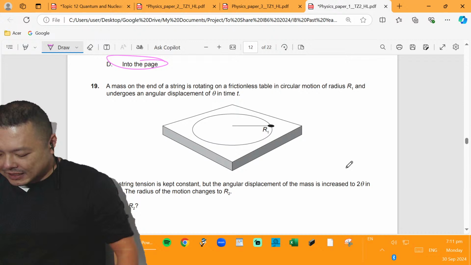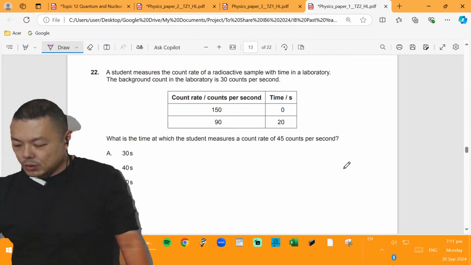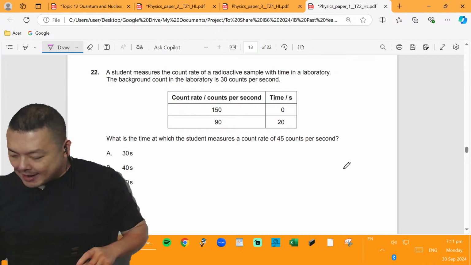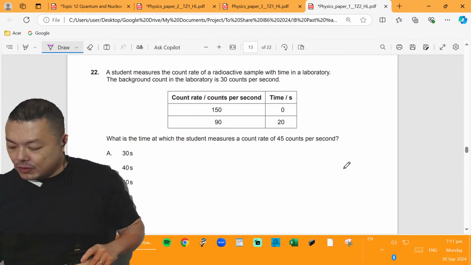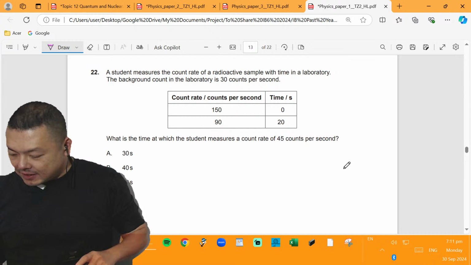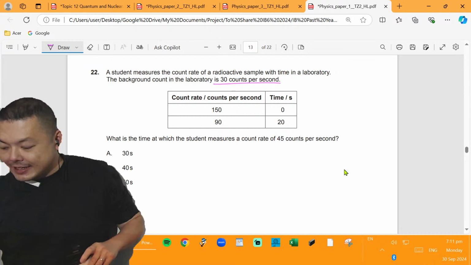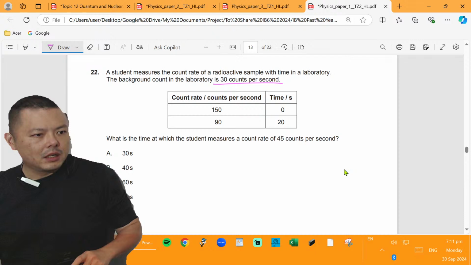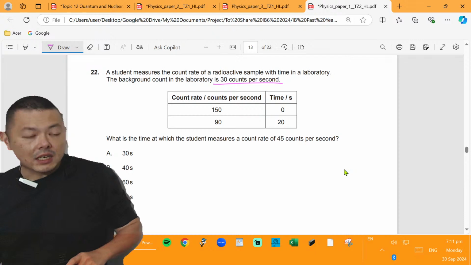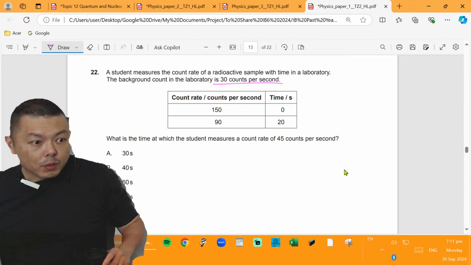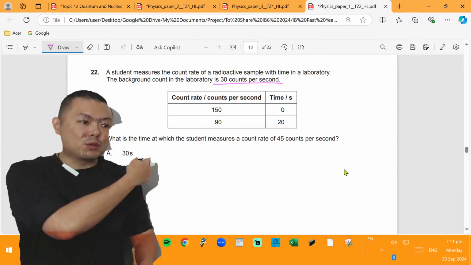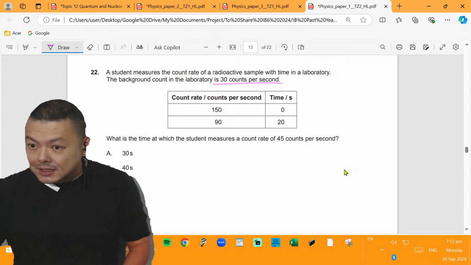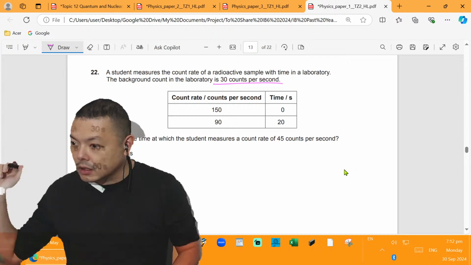19 or not? 22. What's this? Does the count rate 45, is it? It got background this one. Wow, tricky. Yeah, I didn't see it. Who asked for 22? I just went through this on Sunday. Never pay attention. Never watch it. Only Saturday, Sunday, I finish up nuclear, right? You did 5.